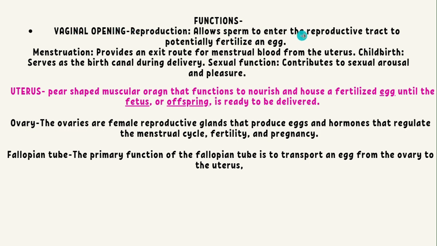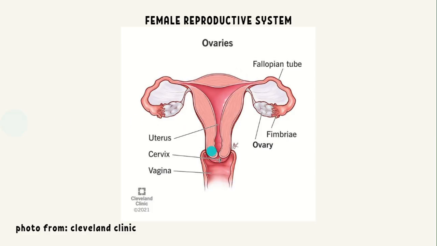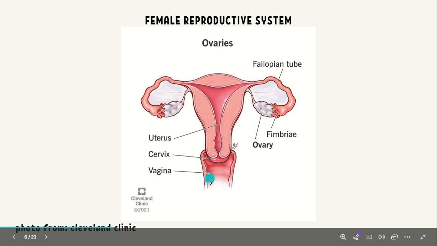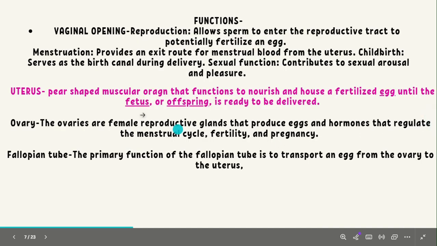So basically, it allows sperm to enter the reproductive tract to potentially fertilize an egg for reproduction. Also menstruation, so it provides an exit route for the menstrual blood from the uterus. It also functions in childbirth, serves as a birth canal during delivery, and also for sexual function. But basically, everything goes on with the opening, like everything has to pass the opening right there.